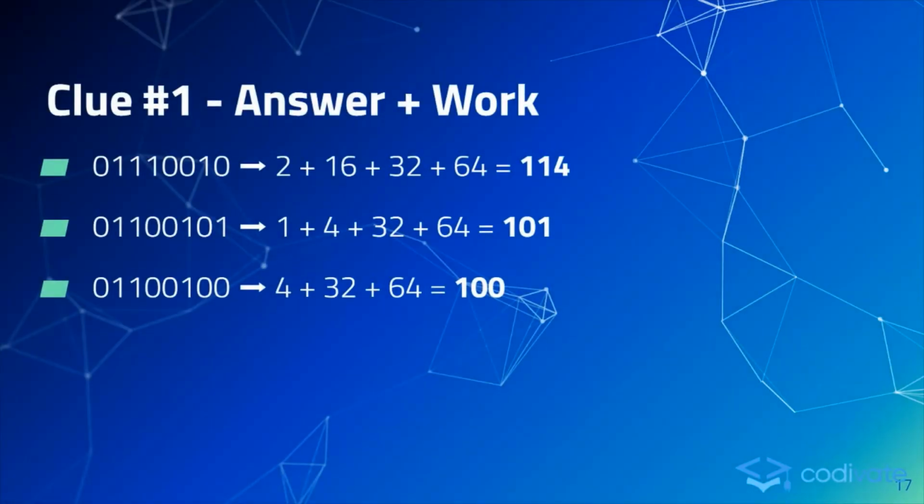Clue 1 and the answer. The first evaluates to 2 plus 16 plus 32 plus 64. This is because there are 1s in these places corresponding to the binary values. This adds up to 114. The next one adds up to 101. And finally, the third one will add up to 100.